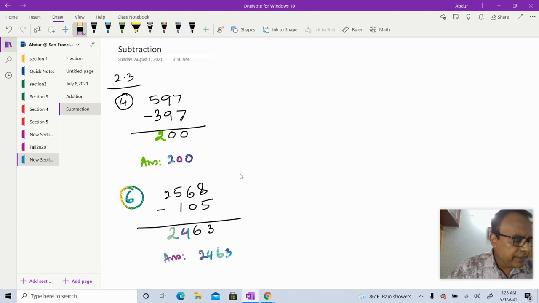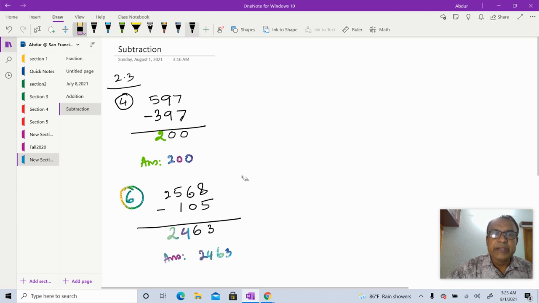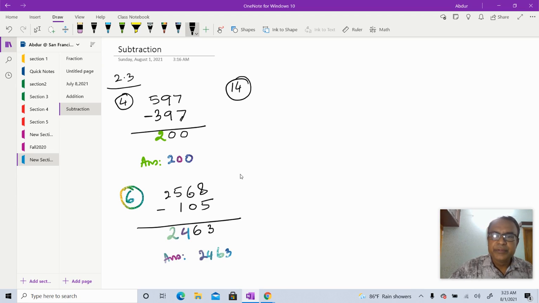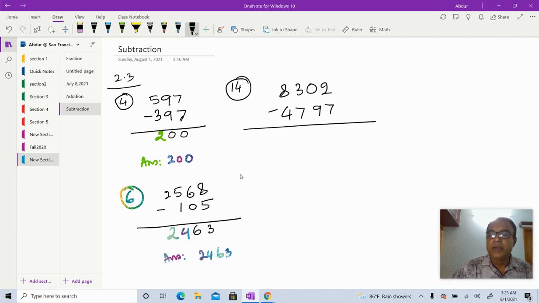Let's say we do number 14. 14 is 8, 3, 0, 2, and then we have 4, 7, 9, 7. Subtraction. Now, this problem is different.